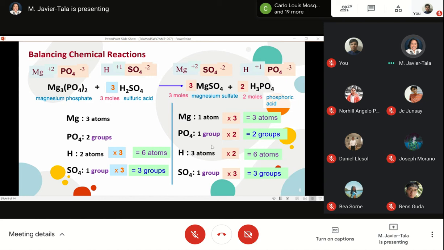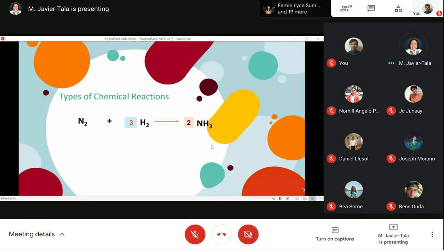Okay, so after we balance the chemical reactions, class, we should be able to identify what type they are. There are 4 types of chemical reactions as you will see here.